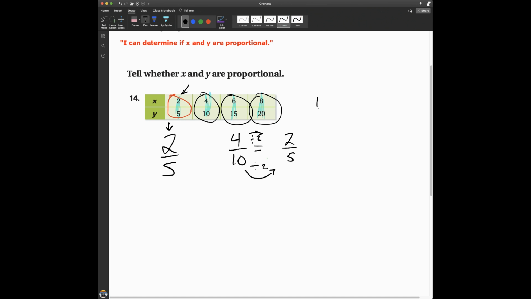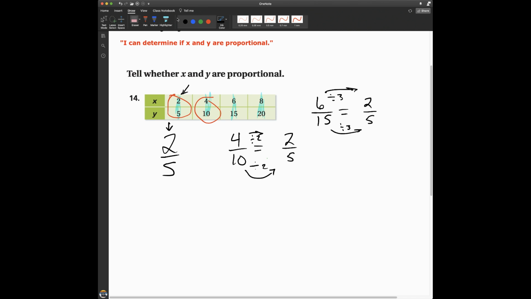What about 6/15? Let's see, I can divide each one of these by 3. So 6 divided by 3 equals 2. 15 divided by 3 equals 5. Okay, so that one checks out. Red pen, circle. I can get rid of the black circle. We don't need that. We'll get rid of those.